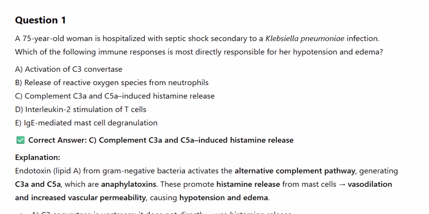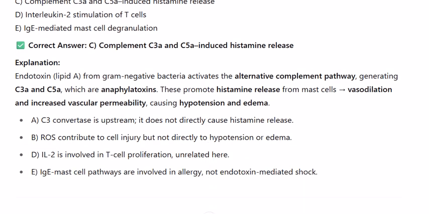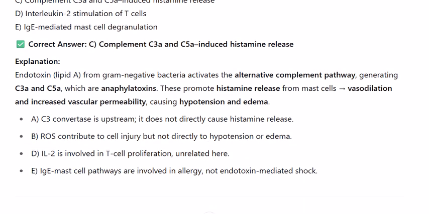Correct answer, C. Complement C3a and C5a induced histamine release. Explanation: endotoxin lipid A from gram-negative bacteria activates the alternative complement pathway, generating C3a and C5a, which are anaphylatoxins. These promote histamine release from mast cells, vasodilation, and increased vascular permeability, causing hypotension and edema.